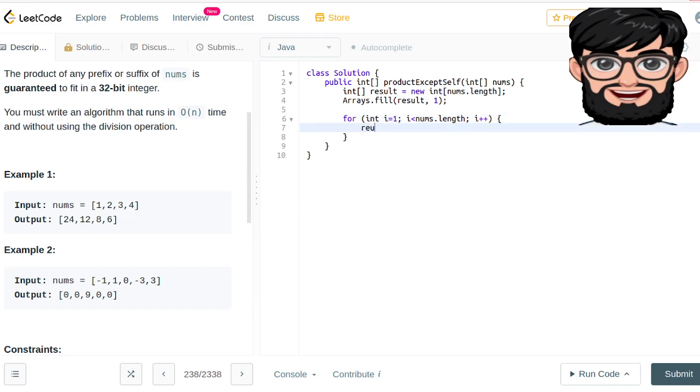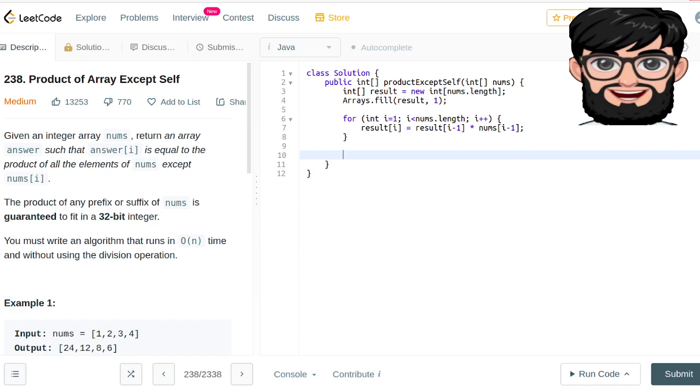Our result of i is going to be equal to the result of i minus 1 multiplied by nums of i minus 1. So at this point, our result has the product of all the elements except self, just from the left hand side. Now we're going to do the same from the right hand side.